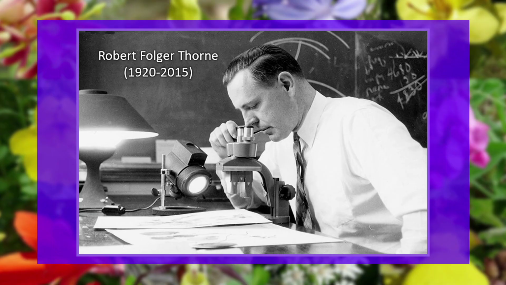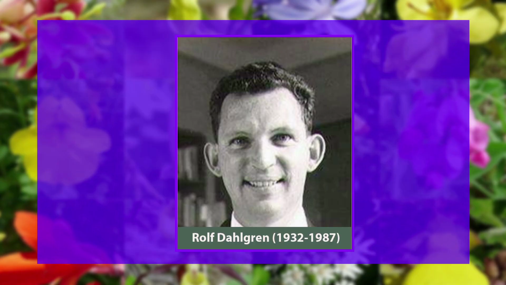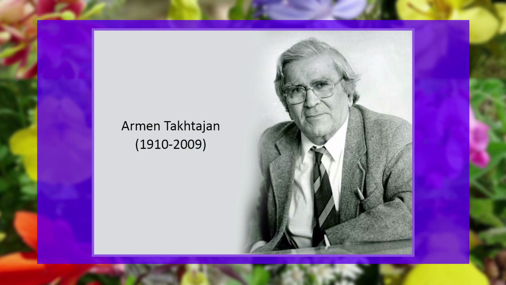At the time he began his work on his general scheme of classification, several others were working with the same goal in mind, including the American botanist Robert F. Thorne, the Dane Rolf Dahlgren, and Armand Takhtajan of the erstwhile USSR. Each of them would go on to produce their own taxonomic schemes, though Cronquist's would prove to be most widely adopted.